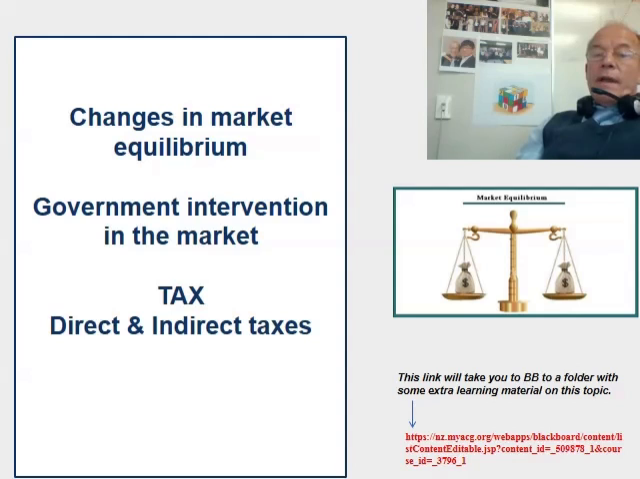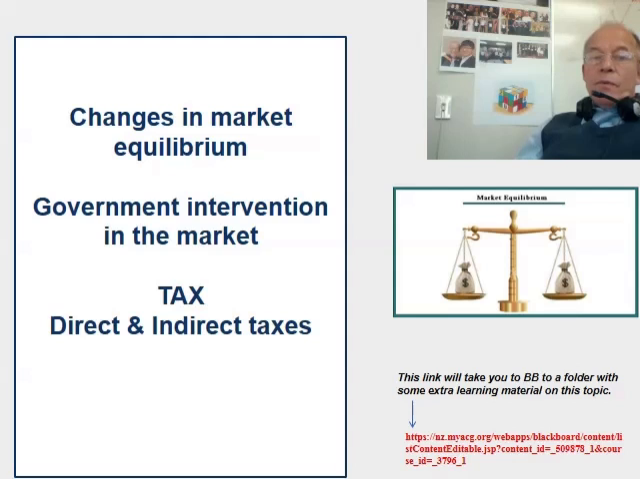We're moving on in our market equilibrium unit by focusing now on the effect of government intervening in the market. There are a number of interventions government can use, but in this course we're just going to really focus on one main one, taxation, and particularly indirect tax.